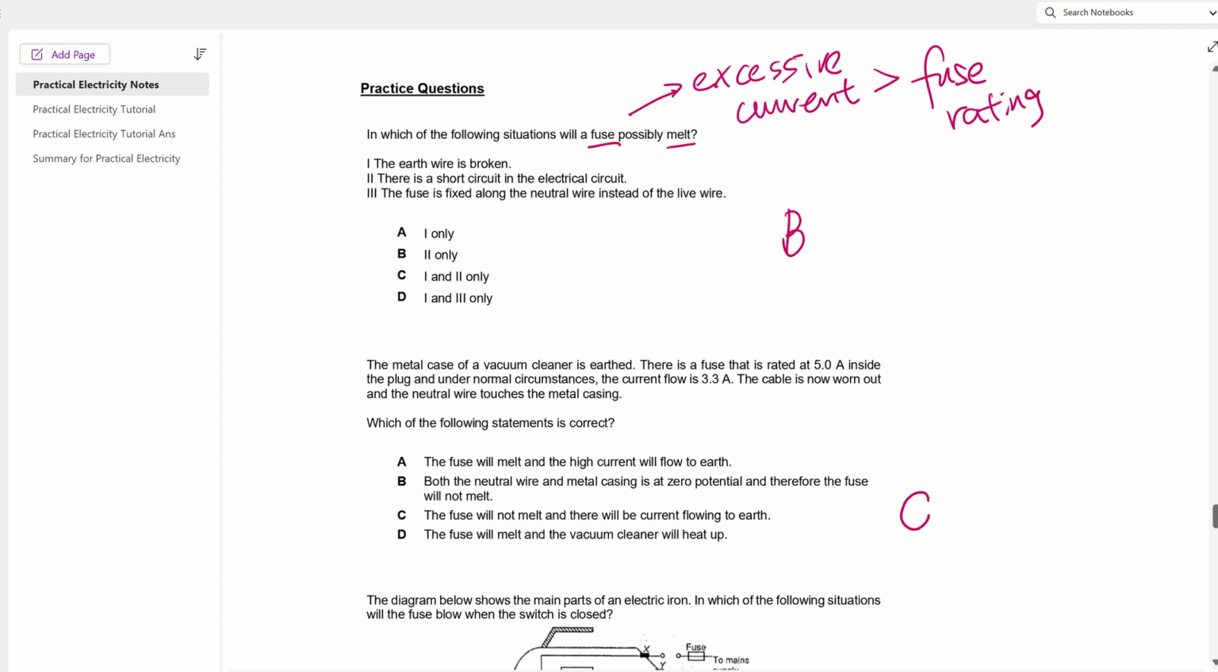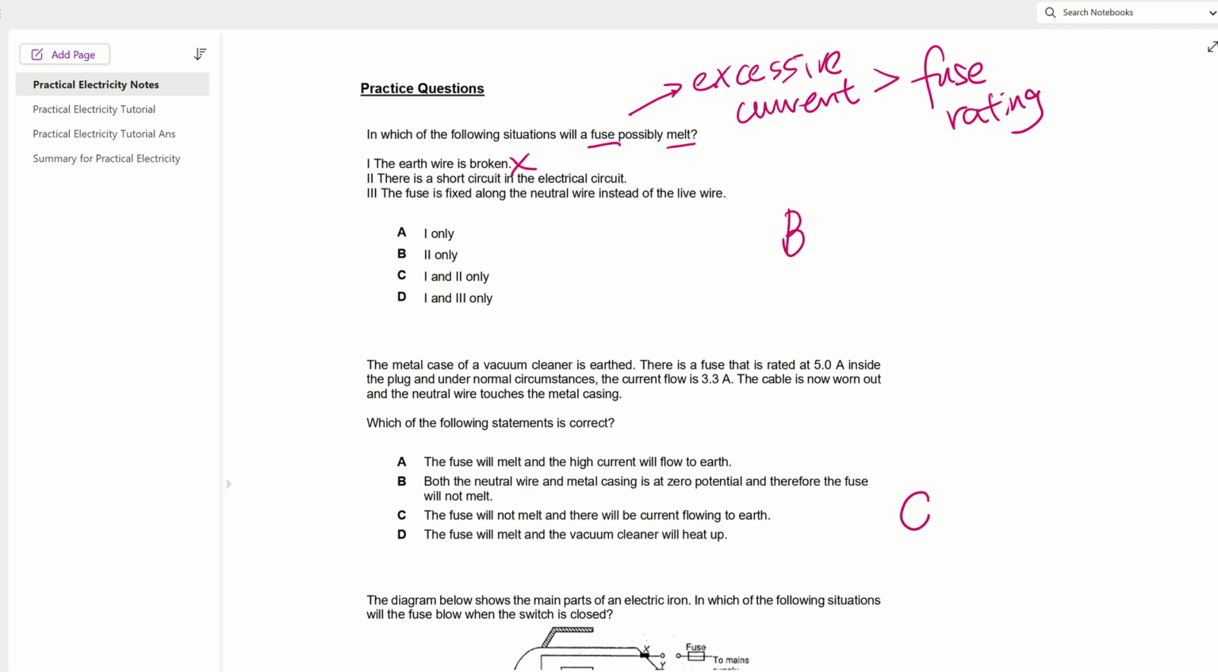So let's see which are the conditions that will trigger this. Now, if the earth wire is broken, it will typically not cause excess current to flow, because the earth wire is connected to the metal casing. It is actually there to protect the user in case the metal casing becomes live due to an electrical fault. But if just the earth wire is broken, it will not cause the fuse to melt.